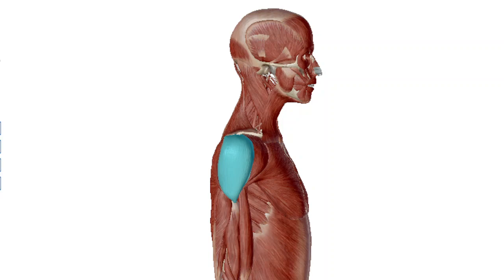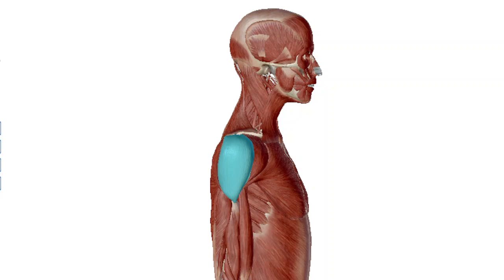So in this video we will discuss all the muscles of the upper limb. We have already discussed the nerves of the upper limb. Now we will discuss the muscles of the upper limb and also which muscle is supplied by which nerve. So first of all, come here.